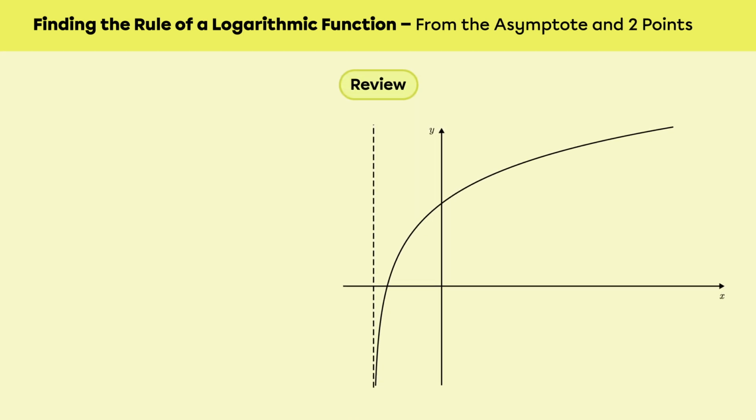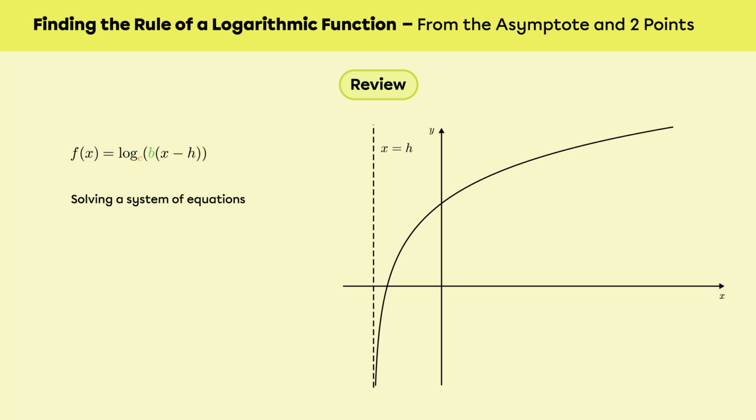When trying to find the rule of a logarithmic function, use the form f(x) = log base c of b times (x - h). The logarithmic function has a vertical asymptote, whose rule is x = h. We can use the asymptote to find the h value. In most problems, only one parameter is known. To find the other two, we need to solve a system of equations with two unknowns.